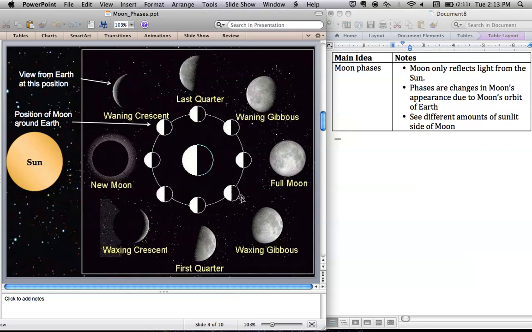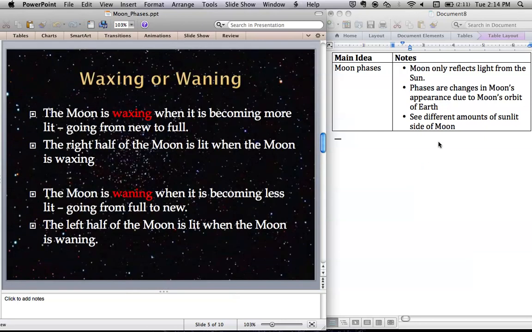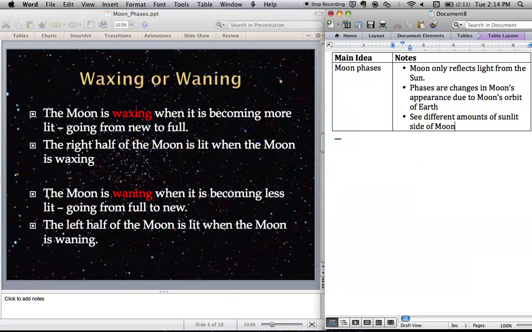So waxing gibbous here. And then over here, we have finally our full moon. Sunlight lights up this part of the moon. We can see the entire lit side from the Earth over here. And then we have waning gibbous, last quarter, waning crescent as the moon continues to move around the Earth and we go back towards being a new moon. So notes for this, we've got waxing and waning.